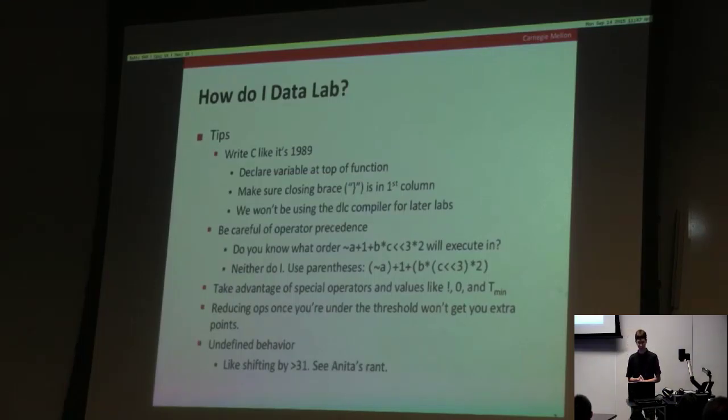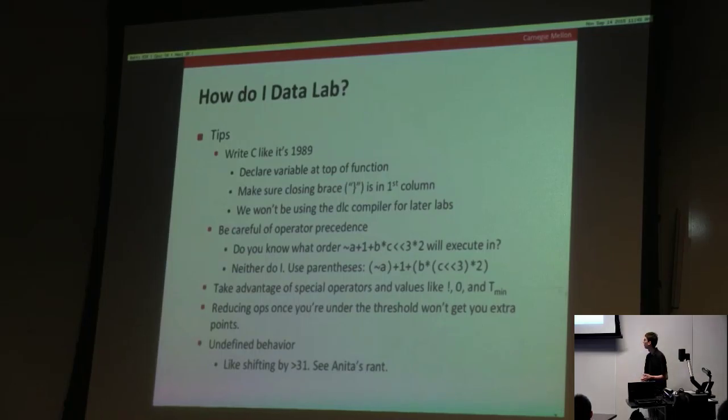And that means that it has some style guidelines that you have to follow that you wouldn't normally need for modern C code. So all of your variable declarations need to be together at the top of a function. Even if you don't use it yet, you need to put all of the variables declared before you do anything else. You need to make sure that the closing brace for the function is in the first column and that none of the other closing braces are in the first column. We won't be using this compiler for the later labs, so you just have to worry about this for now. In the future, you'll be able to write C as you normally would.